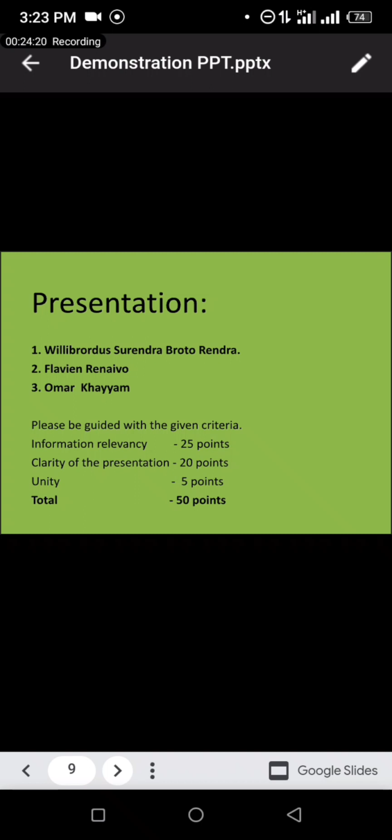It will happen next meeting, so be prepared for it, because this is very important. This is part of your performance task. Please be guided by the given criteria. Number 1 is information relevancy, 25 points. Clarity of the presentation, 20 points. Unity, 5 points. The total is 50 points. I think that's all for your next presentation.